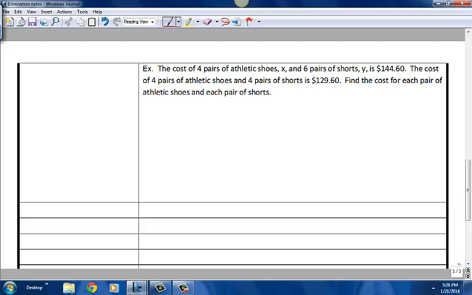Down here we've got another one of those where this was like we talked about on the test the other day, where lollipops plus lollipops has got to give you lollipops in the end, right? Well, here it says we've got 4 pairs of athletic shoes, which is x, and is your plus sign. 6 pairs of shorts, y. I think I may have just misspoken. 4 pairs of athletic shoes and 6 pairs of athletic shorts is, right there, was my equal sign. And then the total is 144.60.